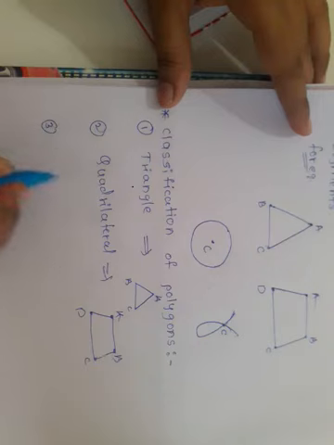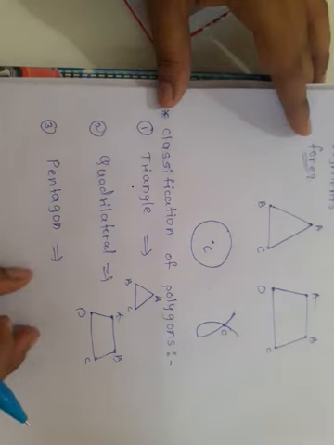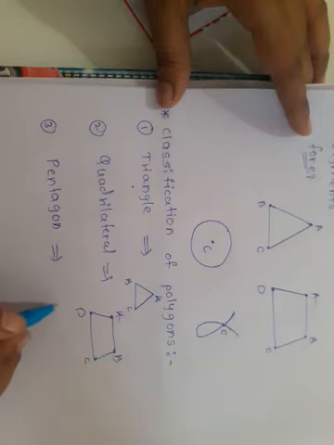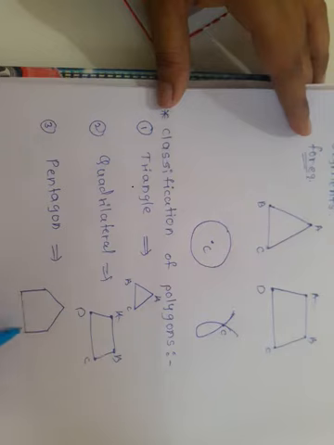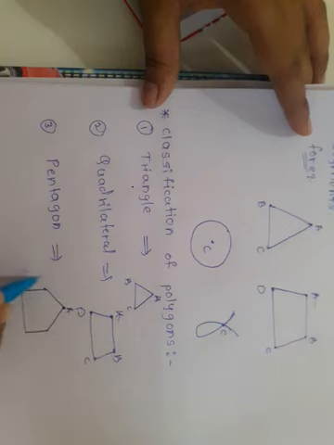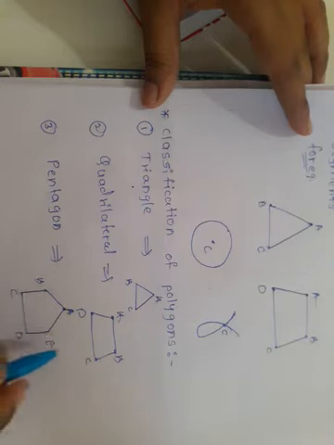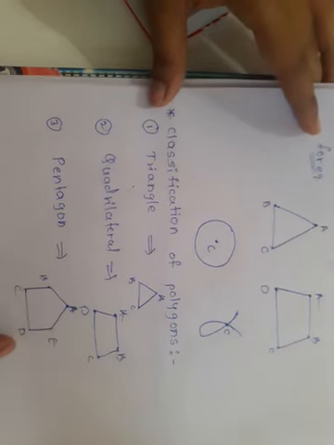Then next is the pentagon. A pentagon is again a polygon, because it is made up of line segments only, and it is a simple closed curve whose sides do not intersect each other. Suppose this is a pentagon. Pentagon means five-sided. So ABCDE: AB is the first side, BC second, CD third, DE fourth and AE fifth. So a pentagon is a five-sided polygon.